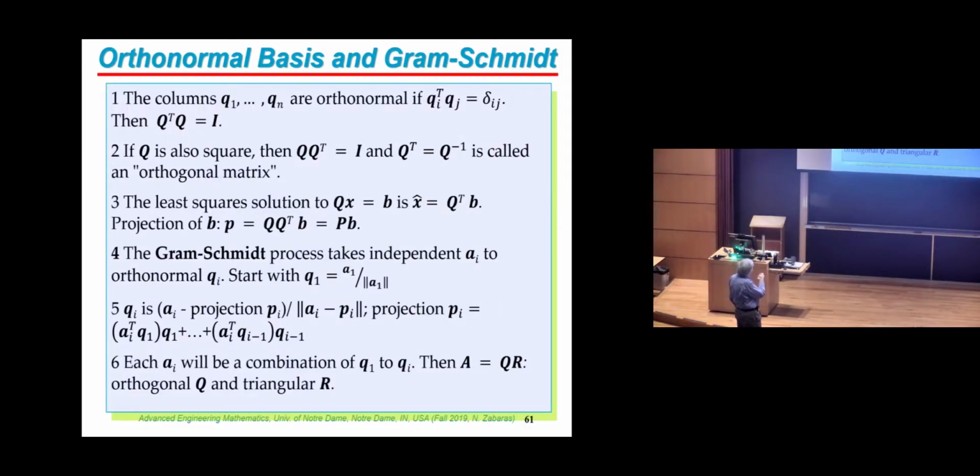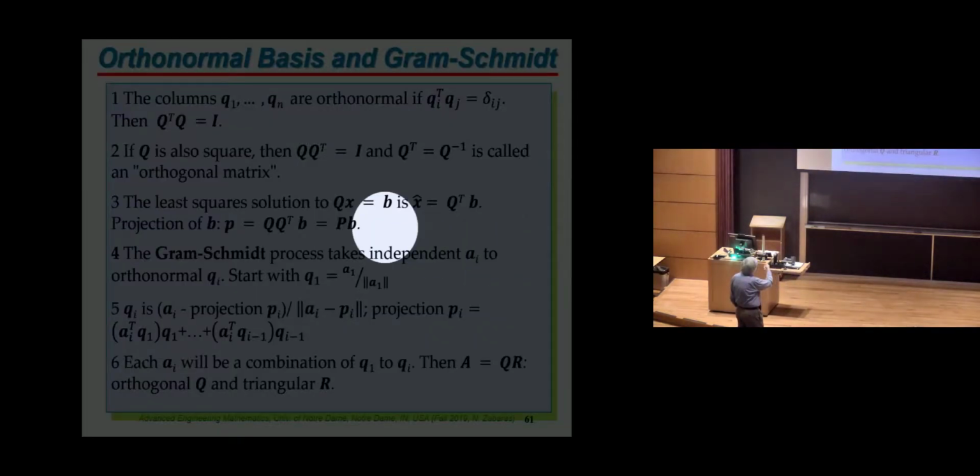And what is the projection point? You remember the projection point is A X hat. A is Q, and X hat is Q transpose B. There it is, all right? So the projection matrix here is Q Q transpose, okay?